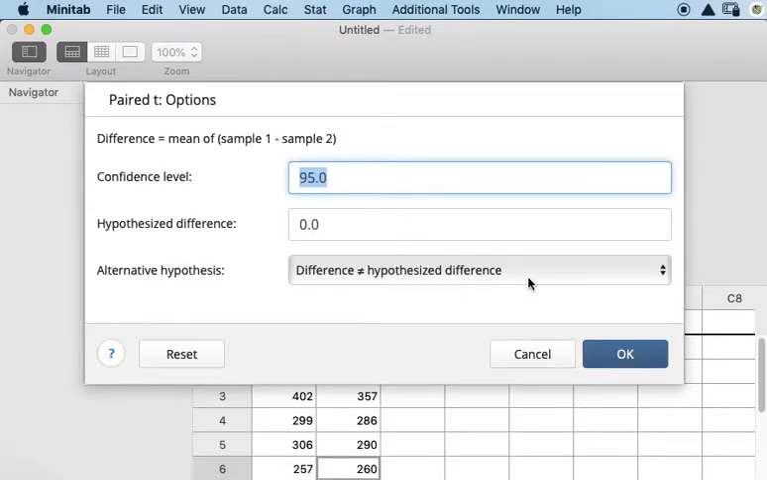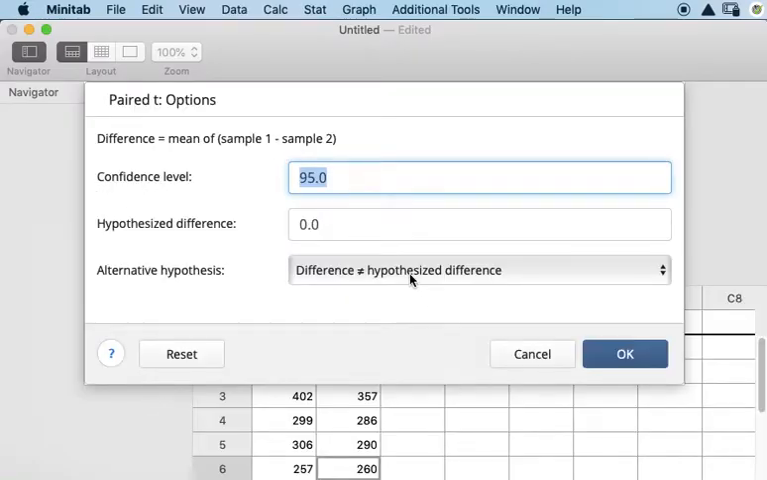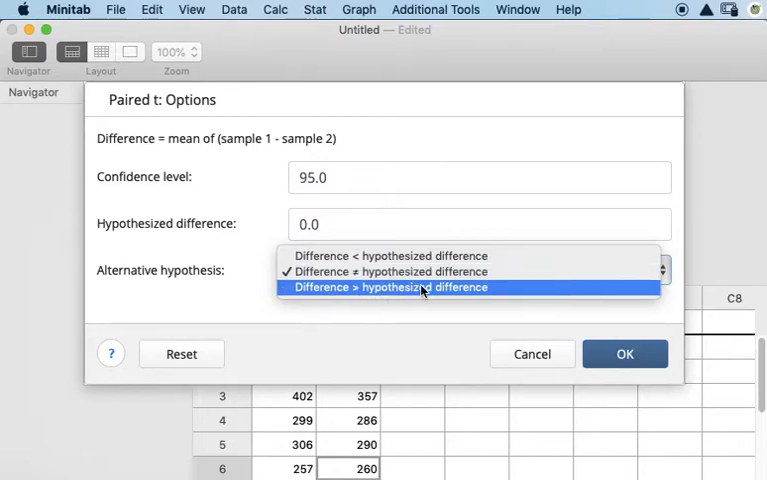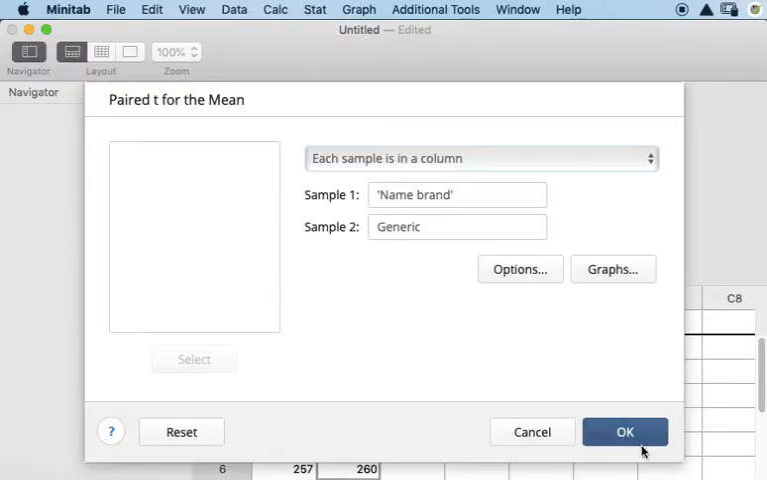Then I'm going to click on Options. I can see here I'm looking for the mean of sample 1 minus sample 2, so make sure that you're keeping which one is which correct in your previous screen. The hypothesized difference is going to be 0 because my hypothesis is that mu d is greater than 0. I'm going to change the alternative hypothesis box to difference is greater than hypothesized difference to match my alternative hypothesis. Click OK, and click OK again.